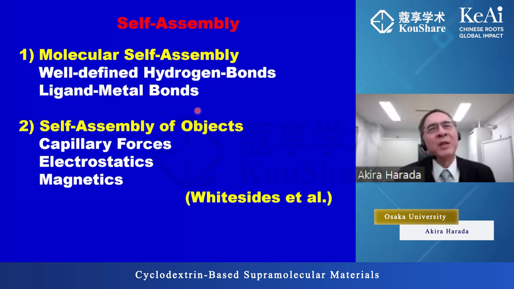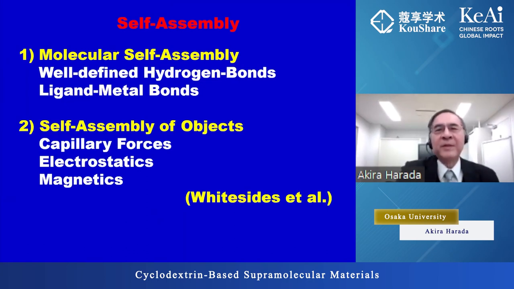Those who work with microscopic systems typically use macroscopic interactions, capillary forces, electrostatics, and magnetics to direct the assembly of structures. In our case, large objects self-assemble by molecular recognition. This is the first example.